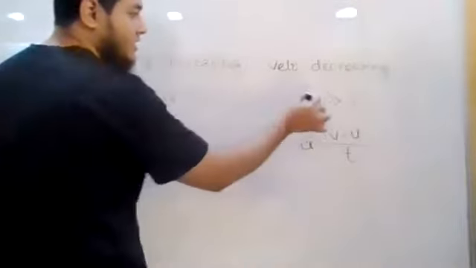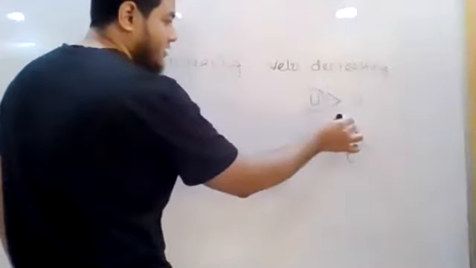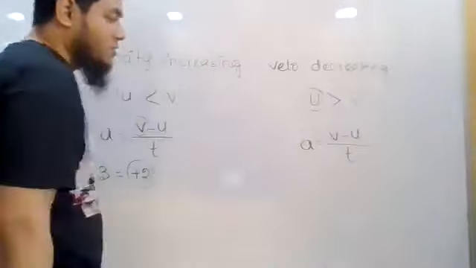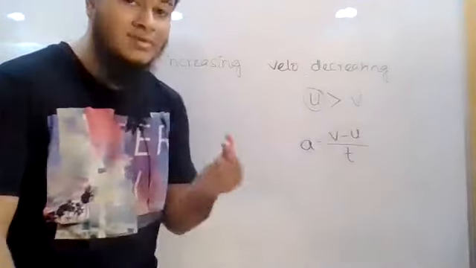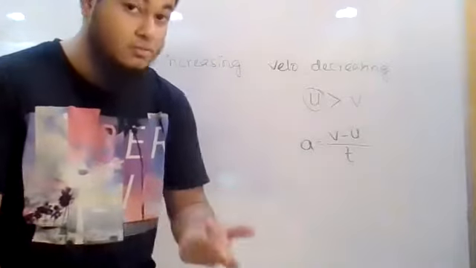So as you say, u is greater. This one is greater and this one is smaller. So whenever we subtract something greater from something smaller, we always get a negative value. What is the proof?